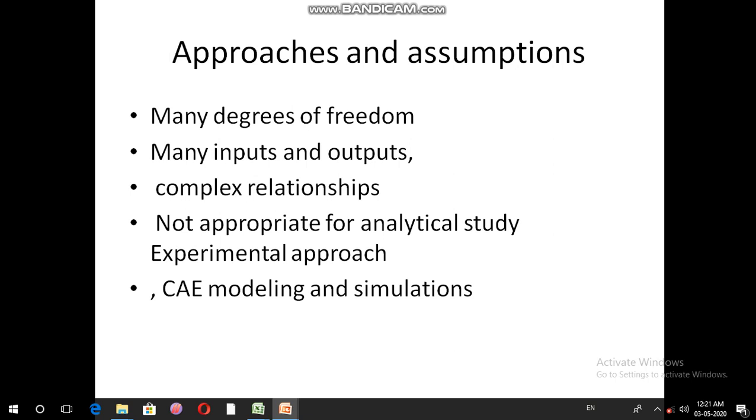There are many complex relationships in the calculations of the vehicle. For example, wheel dynamics is a branch, aerodynamics is a branch, suspension analysis is another branch, and ride comfort analysis, vibration analysis, roll center analysis. Many complex analyses are there for calculating the vehicle dynamics performance.